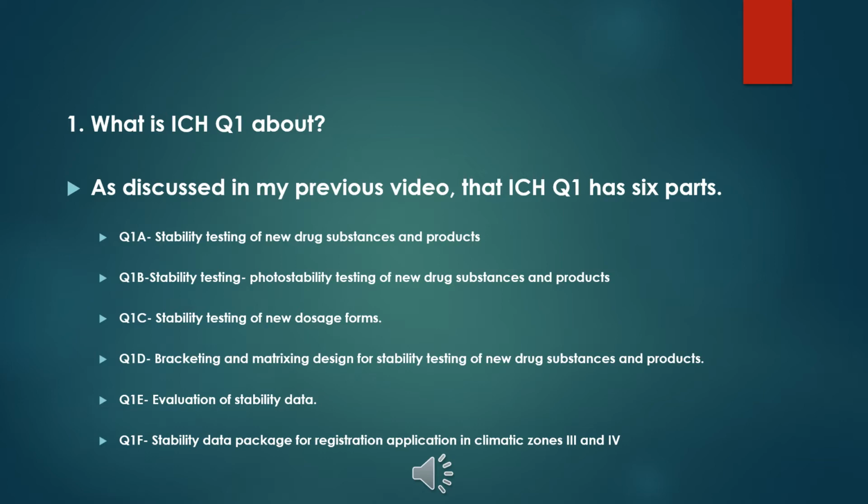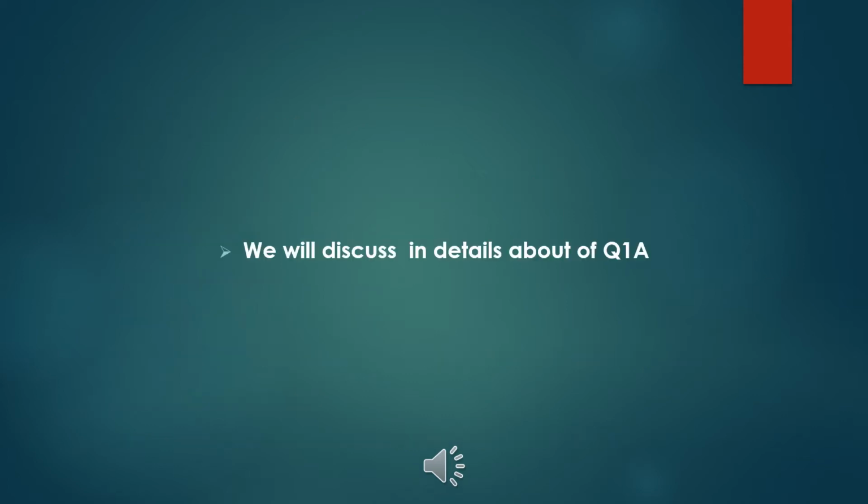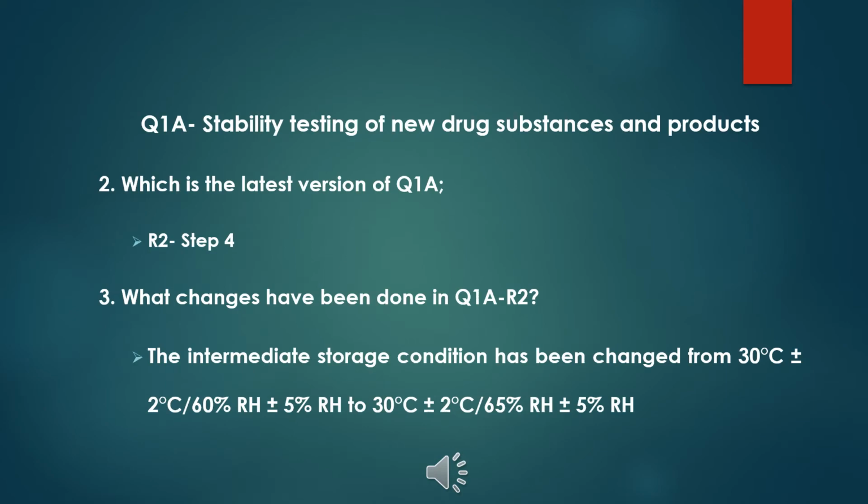Q1D is about bracketing and matrixing design for stability testing of new drug substances and products. Q1E is about evaluation of stability data. Q1F is stability data package for registration application in climatic zone 3 and 4. We will discuss in detail about Q1A, which is the latest version, Q1A R2 step 4.